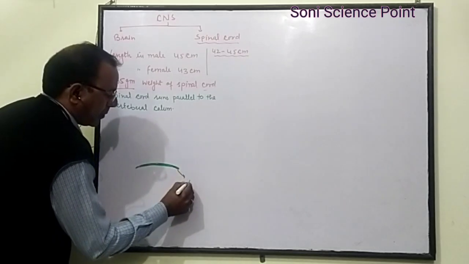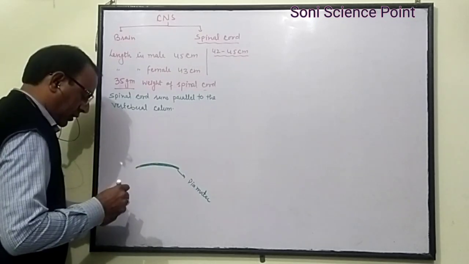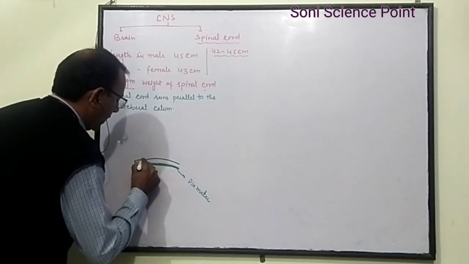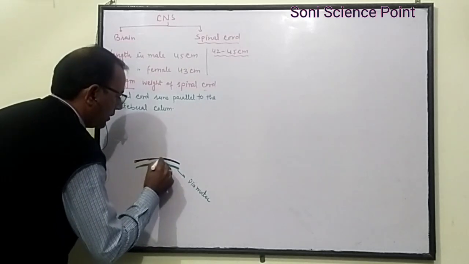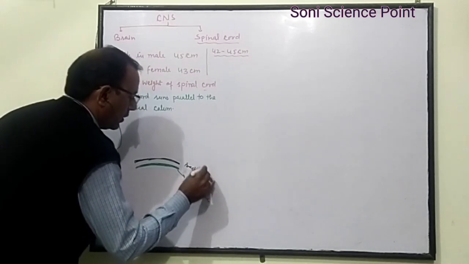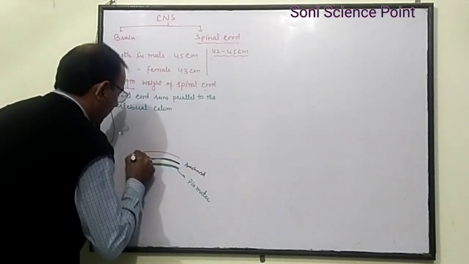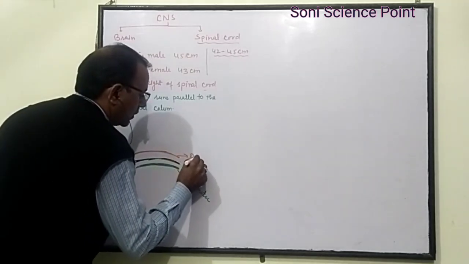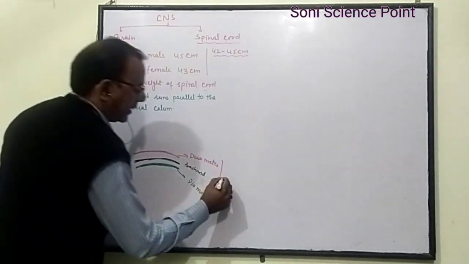The innermost layer is known as pia mater, the middle layer is called arachnoid, and the outer layer is called dura mater. These are the three meninges which protect the spinal cord.